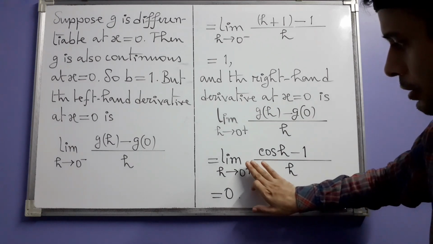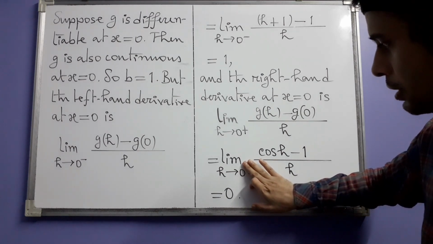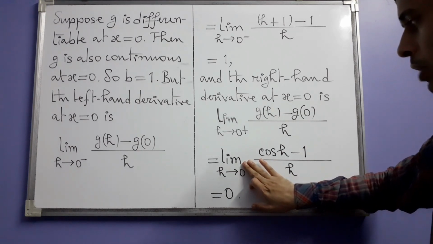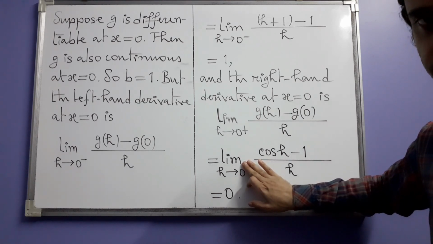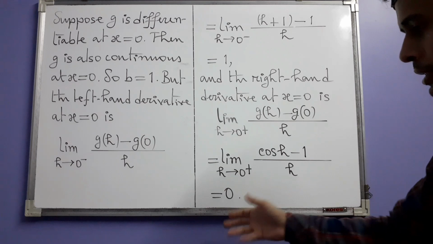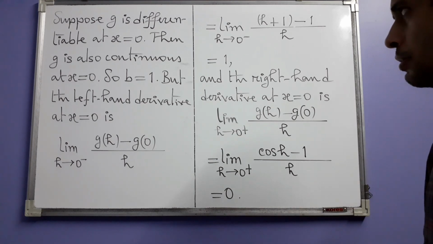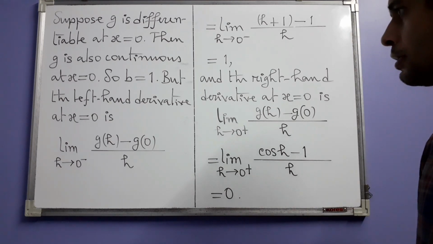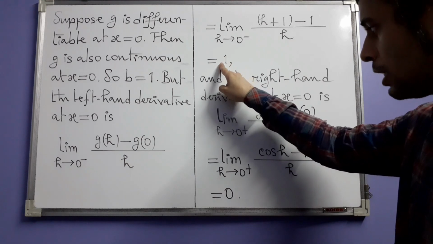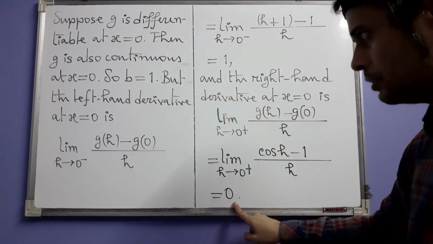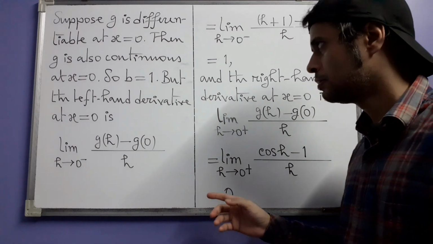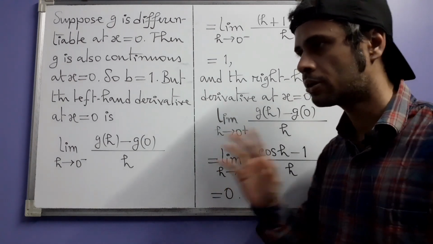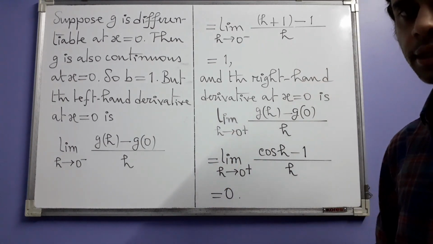You know it like this: limit h tends to 0 of (cos h minus 1) divided by h. You know the two-sided limit, and its value is 0. So in particular, the right hand limit is also 0. But then what are we getting? The left hand derivative is 1 and the right hand derivative is 0, which immediately tells us that no, the function is not differentiable at x equal to 0.